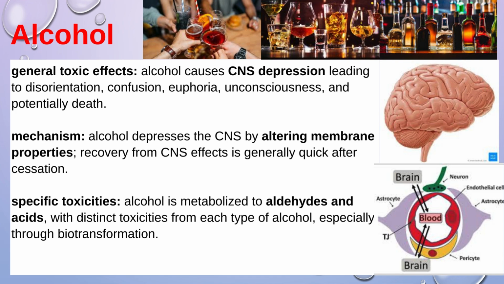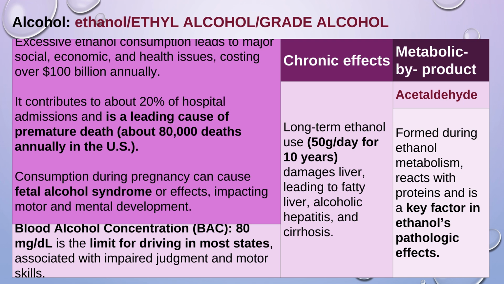And the mechanism of alcohol toxicity is that, again, it depresses the CNS by altering membrane properties. However, the recovery from CNS effects is fast after you cease drinking alcohol. Specific toxicities: alcohol is metabolized to aldehydes and acids with distinct toxicities from each type of alcohol. So, guys, first is ethanol, your ethyl alcohol or grain alcohol.